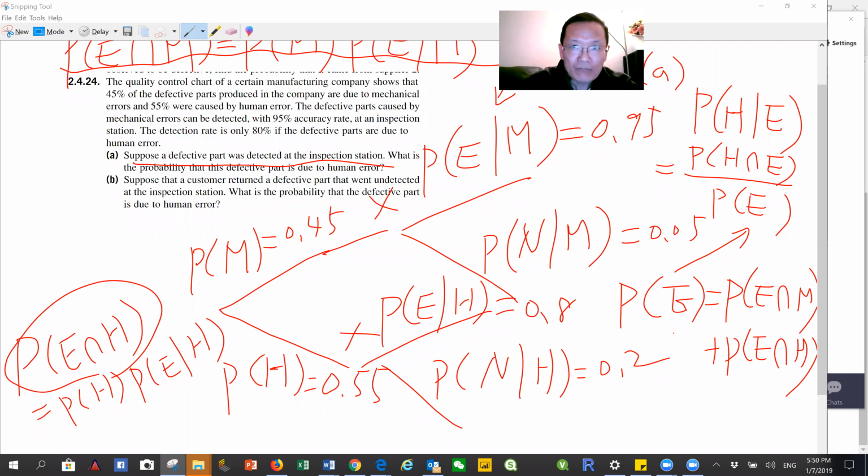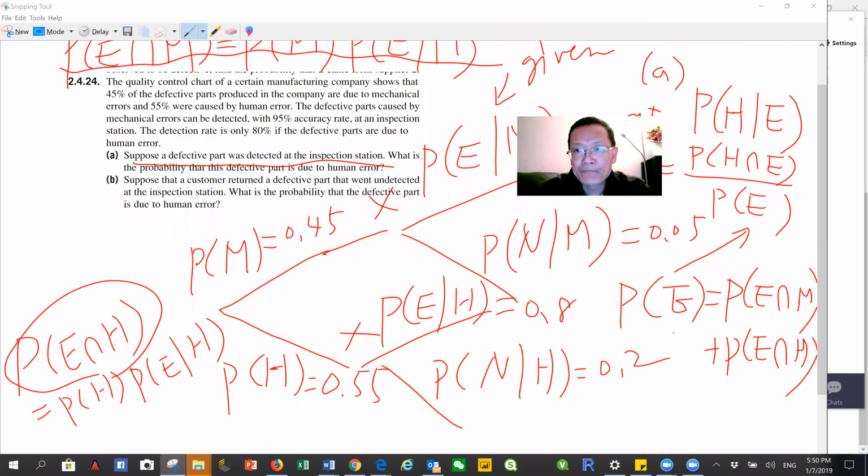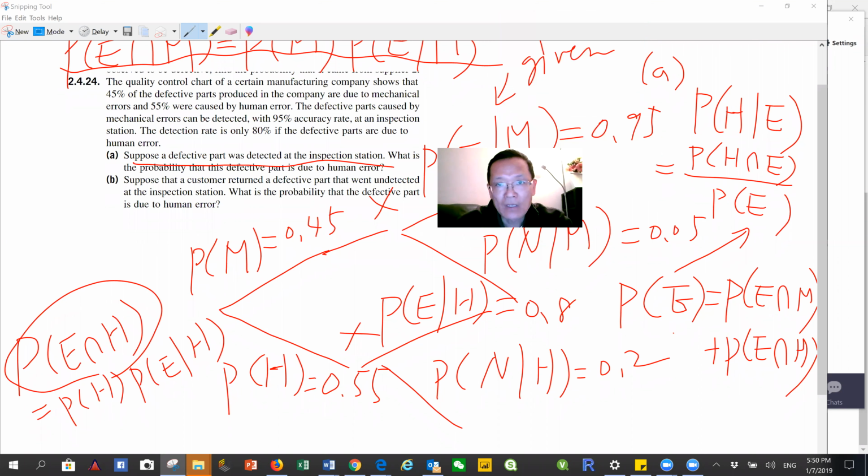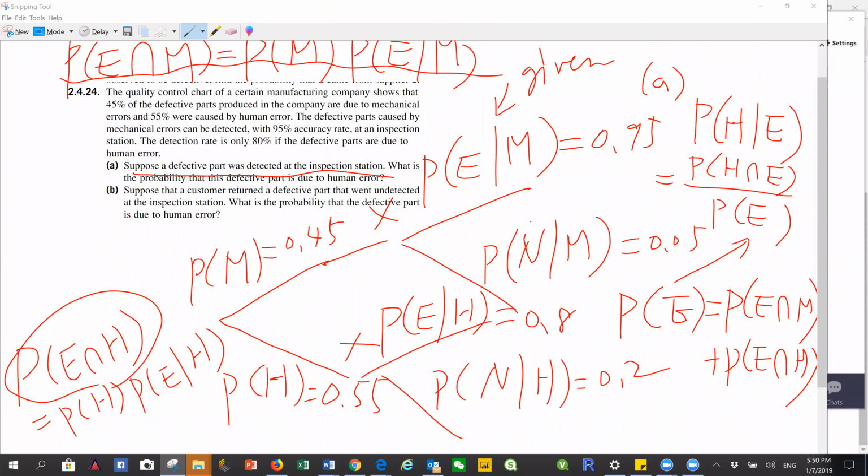Okay. What I want to say is that we should define it this way. Instead of using the E complement, we should use N, to stand for not detected as a inspection station. Okay, so that means then we can answer the second question, which is B.